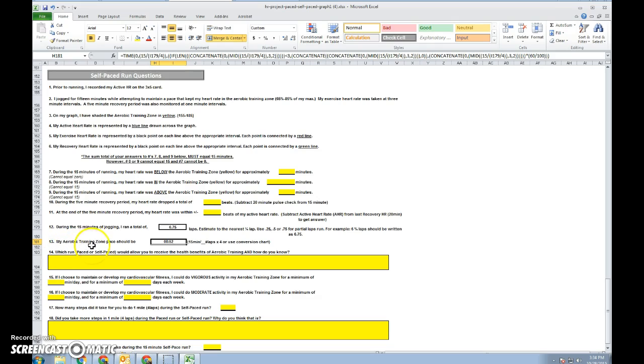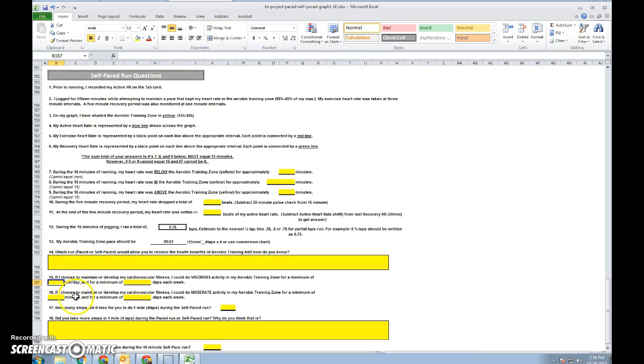So my aerobic training zone pace should be, if I had run 6.75 miles, this is what my aerobic training zone pace was. For anybody that ran that many laps, that would be the pace that they were running, an 8-minute and 52-second mile pace. So you'll need to see what that is for you. You will continue on down answering the questions in yellow.